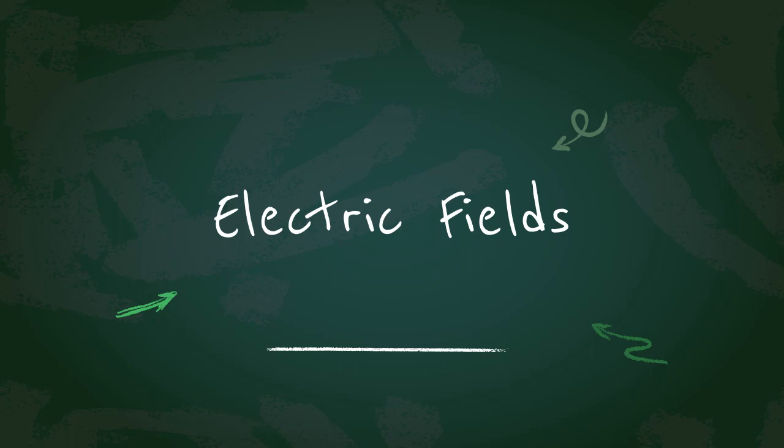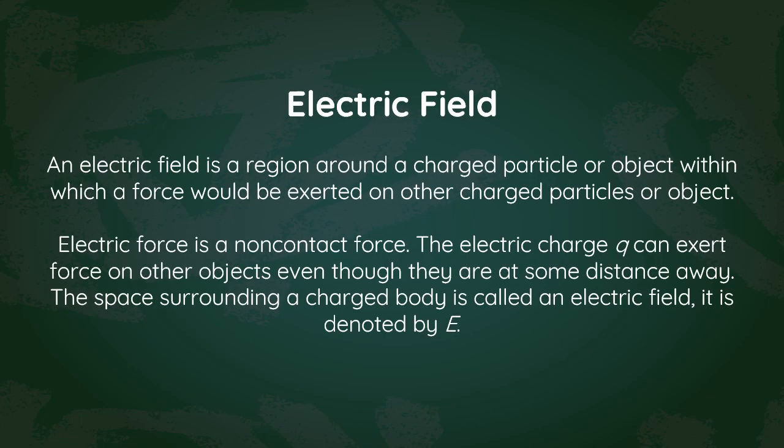Hi, in this video, we'll be talking about electric fields. An electric field is a region around a charged particle or object within which a force would be exerted on other charged particles or objects. Basically, the electric field is an area around a charged particle where there is a potential of a force being exerted on another charged object or another object that is within the reach of that electric field of a specific charged particle.